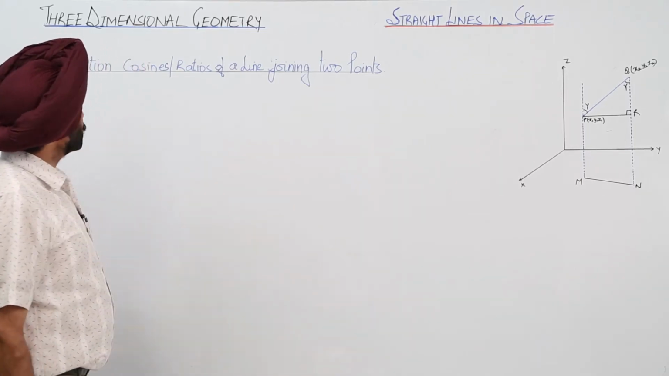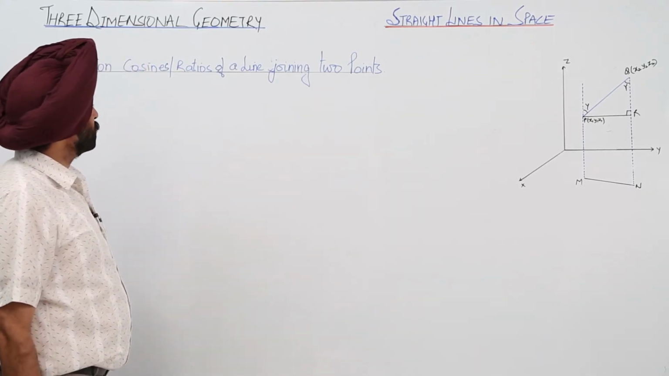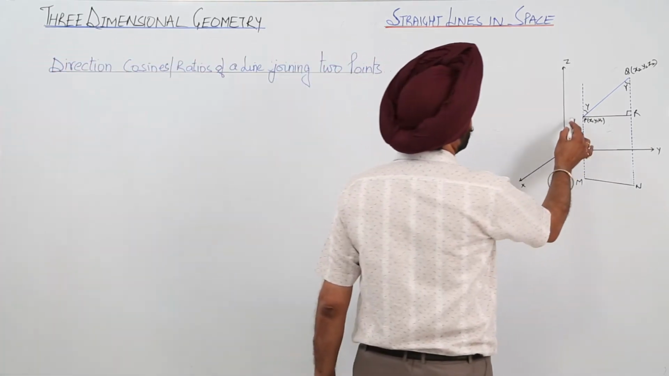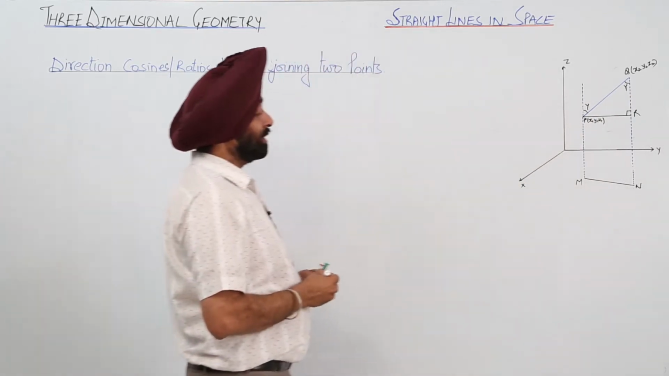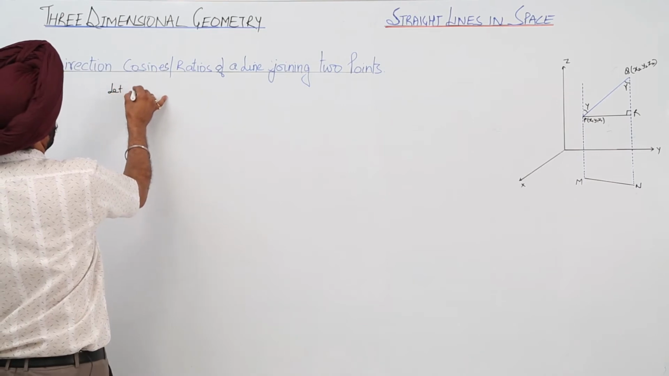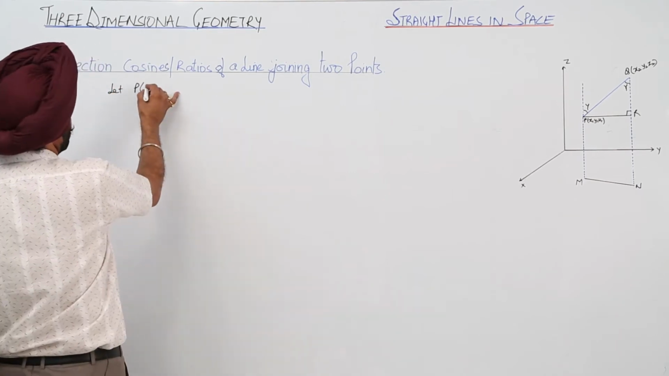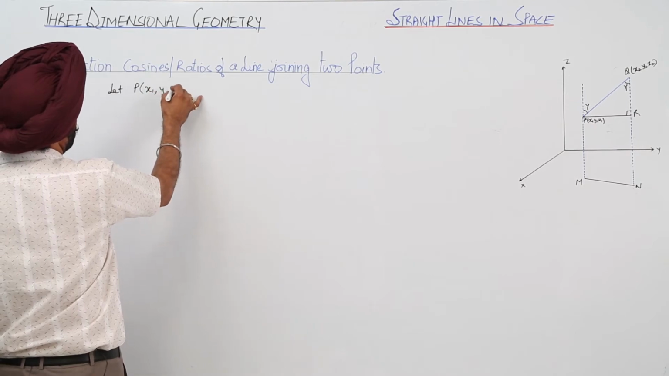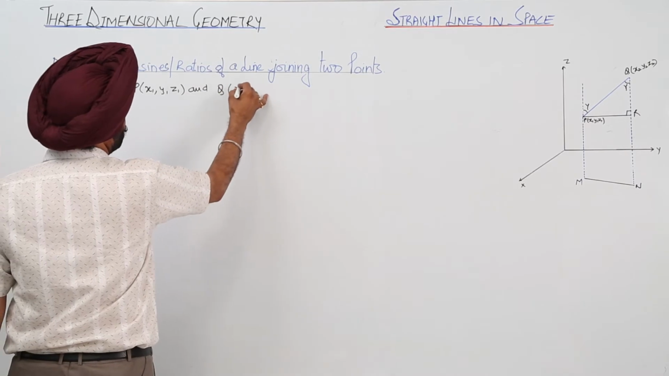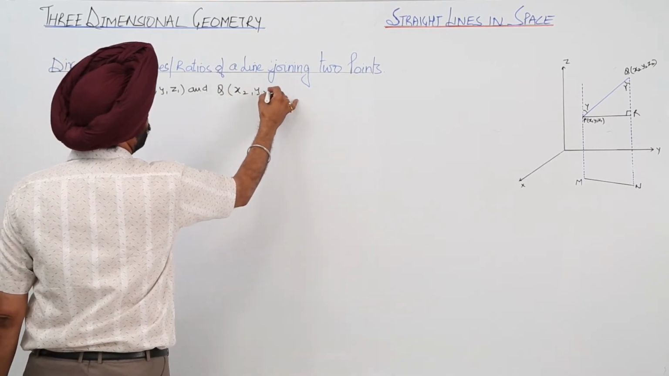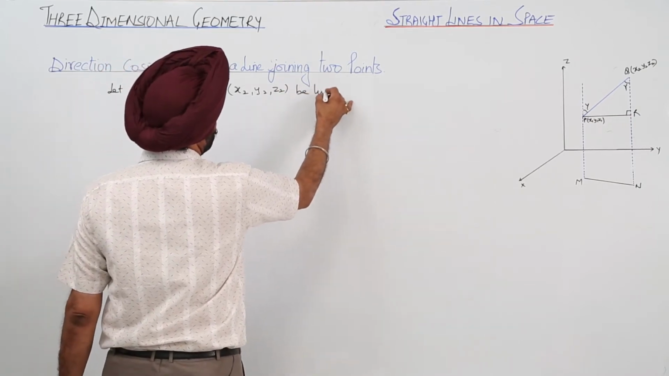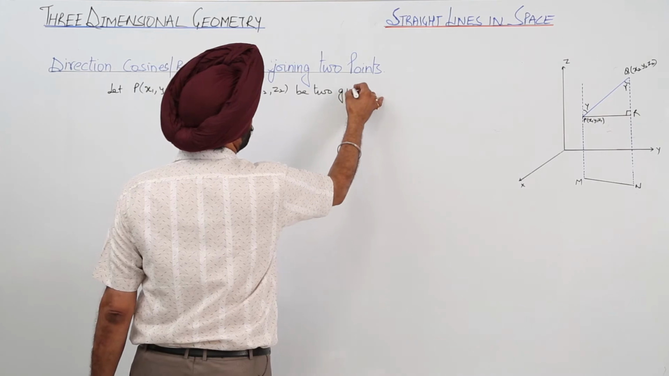Now, direction cosines or direction ratios of a line joining two points. I have drawn a figure here with a line PQ and the coordinates already given. Now let point P with the coordinates x1, y1, z1 and point Q with the coordinates x2, y2, z2 be two given points.